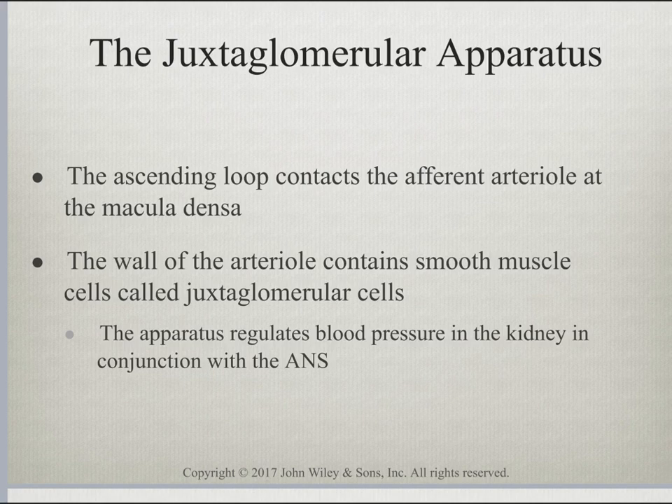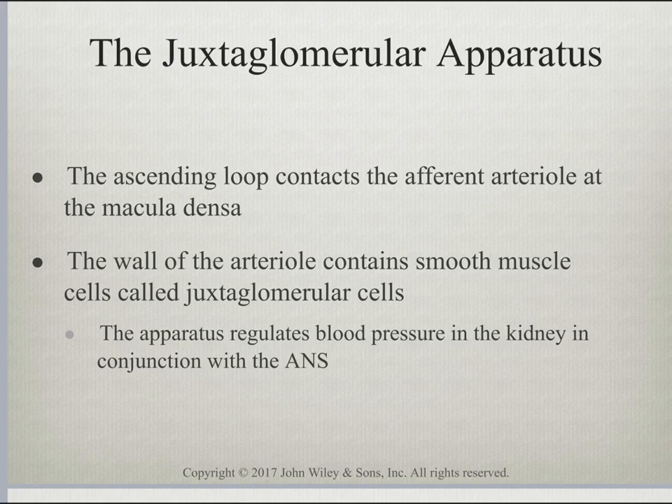It's going to contact the afferent arteriole at a structure where we saw those modified elongated columnar epithelial cells called the macula densa. The walls of that arteriole are going to contain smooth muscle cells. These are called juxtaglomerular cells. Those juxtaglomerular cells are going to be able to regulate blood pressure in the kidney.